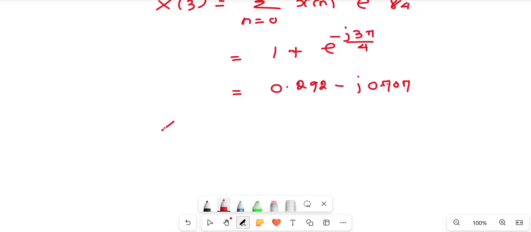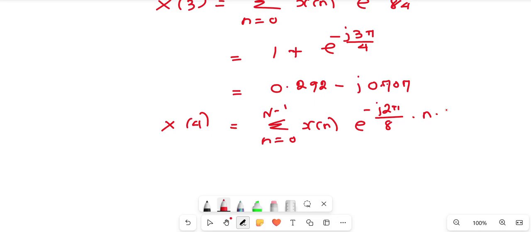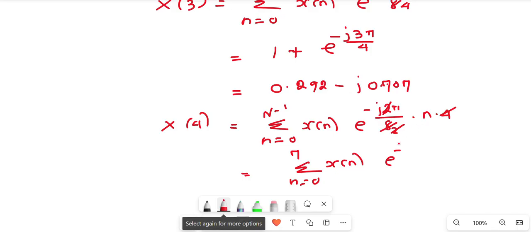Then X of 4 is equal to the summation of n equal to 0 to N minus 1, x of n into e power minus j 2 pi by N, with N equal to 8, n, and k equal to 4. 1 4 is 4, 2 4s are 8, so e power minus j 2 pi, that gives e power minus j pi n. The summation of n equal to 0 to 7 of x of n into e power minus j n pi.